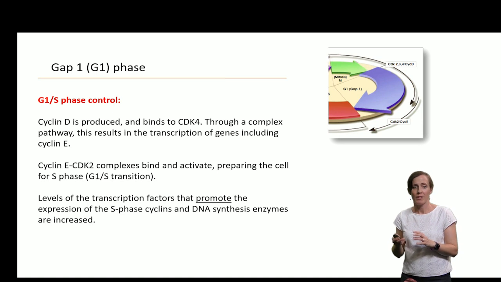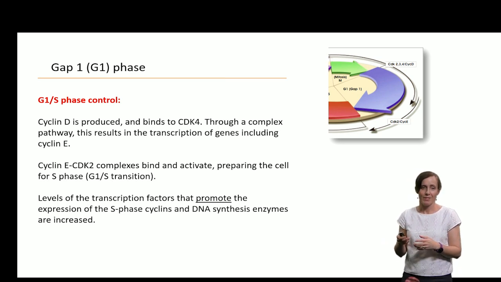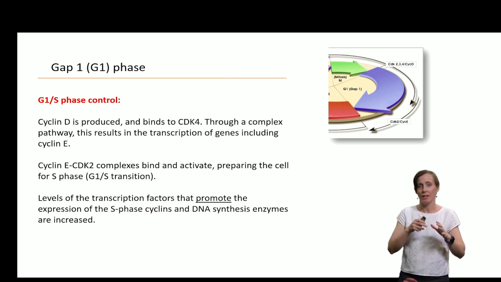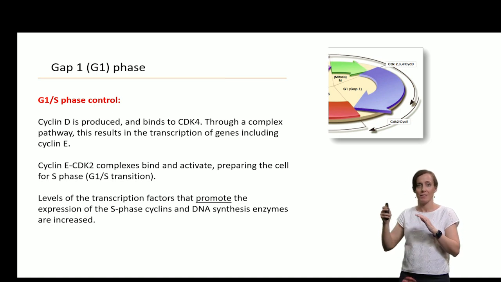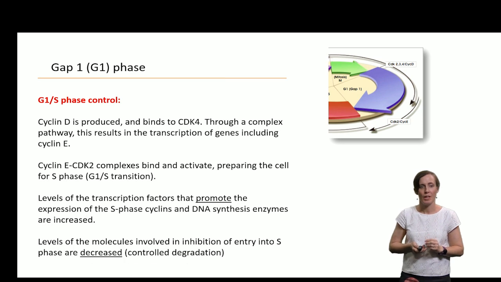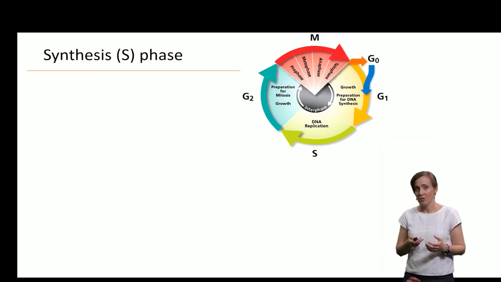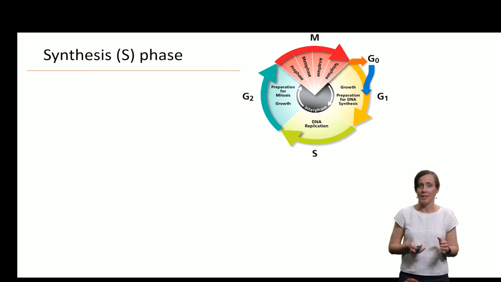As part of that process, levels of transcription factors that promote the expression of cyclins and CDKs involved in S phase need to be turned on and increased at that point. So the levels of these cyclins and CDKs are going up and down throughout the cell cycle. Also, at this point, you need to inhibit or decrease the levels of molecules that inhibit entry into S phase. Assuming everything has gone correctly, the cell will then proceed into S phase.